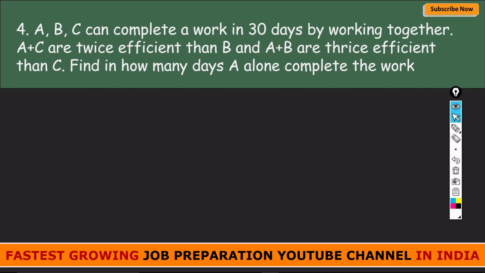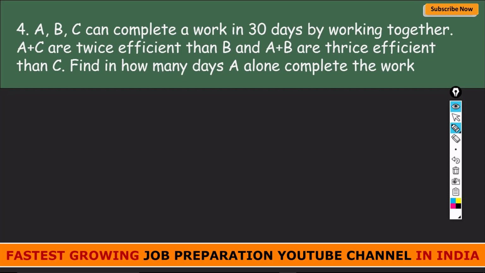A, B, C can complete a work in 30 days by working together. A and C are twice as efficient as B, and A and B are thrice as efficient as C. Find in how many days A alone can complete the work. This is similar to question number 3, but with a little more twist. This sum is a little complicated, so to understand it, please listen to me carefully.